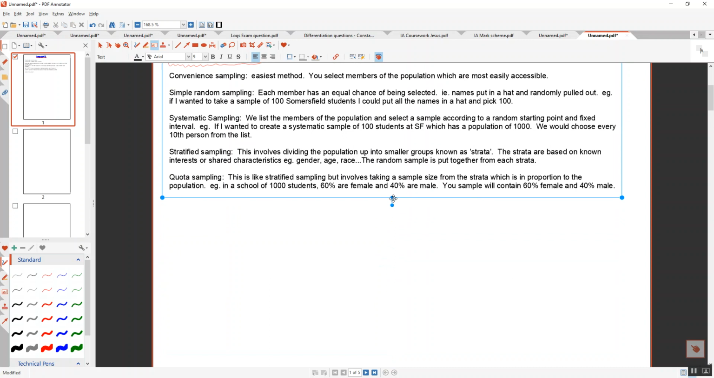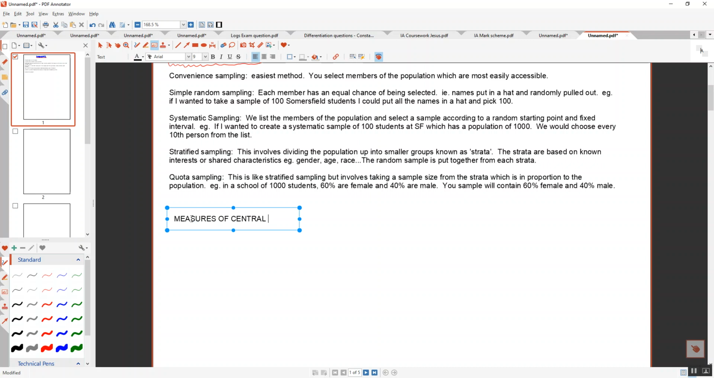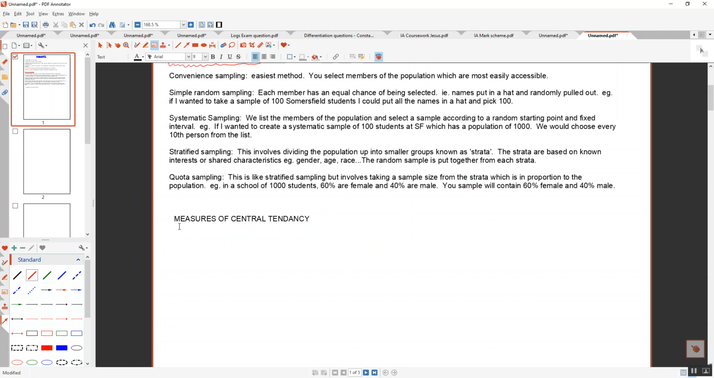So some basic things to do with stats. Measures of central tendency. What am I talking about when I talk about measures of central tendency? Any idea? Like bell curve? No. The median. Yeah. The median. What else? The mode. Yep. What else? Mean. Okay, the mean, the mode, and median.